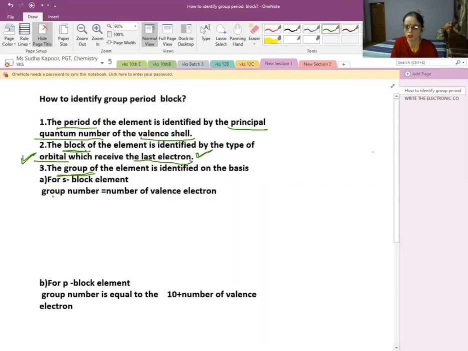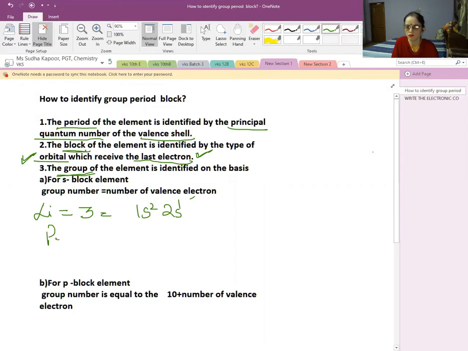For the s block, the group number is equal to the number of valence electrons in the s orbital. We will take one example of each block and identify the group, period and block in each case. For example, let us take the case of lithium, which has atomic number 3. Writing the configuration: 1s2 and 2s1.